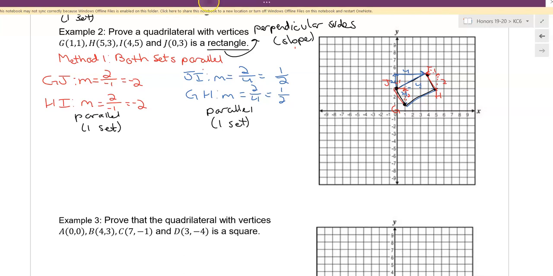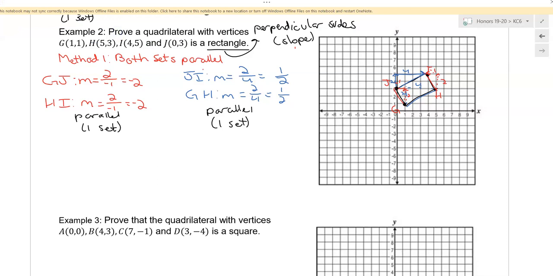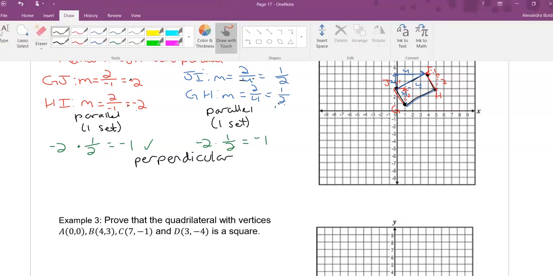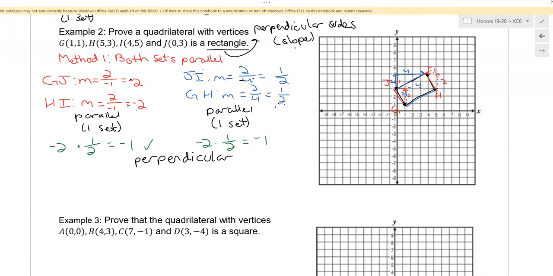So now I just have to check that they are perpendicular. So I'm going to say negative 2 times 1/2. Well, that equals negative 1. And negative 2 times 1/2 does equal negative 1. Good. Perpendicular. Right? So if you have it set up this way, you can just go across and check those. They should be the same. So it's not much you have to check. But yes, that does mean those sides are perpendicular. So we're done. Okay?